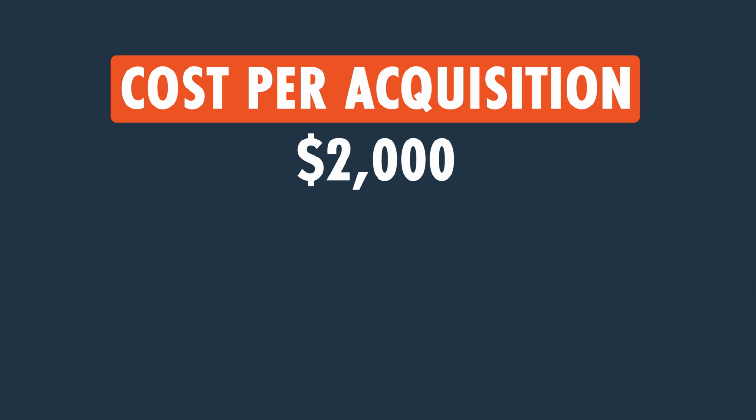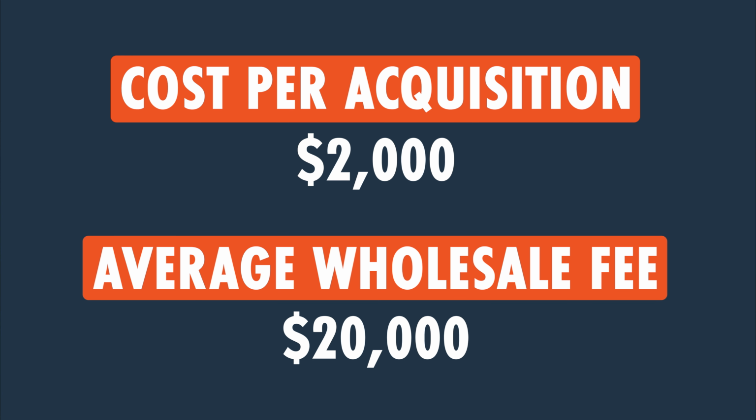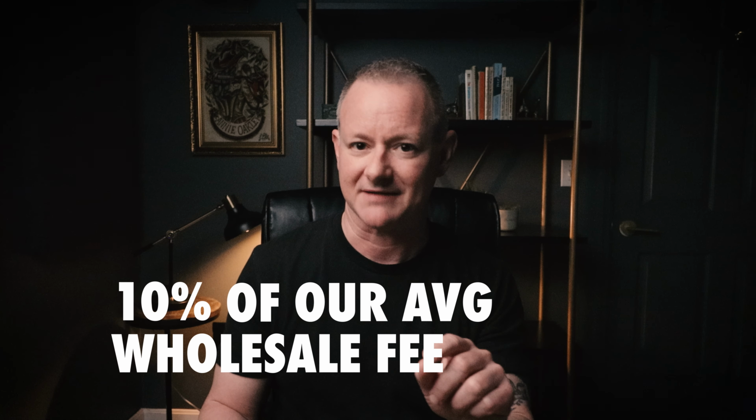When we sell that house to an investor, our average wholesale fee is $20,000. So in this example, our cost per acquisition of $2,000 is 10% of our average wholesale fee. Remember that percentage, 10%, because I'm going to come back to it later. So every time one of my customers buys a house from my company, they're effectively paying me a $20,000 finder's fee. And that fee is baked into the price of the house.